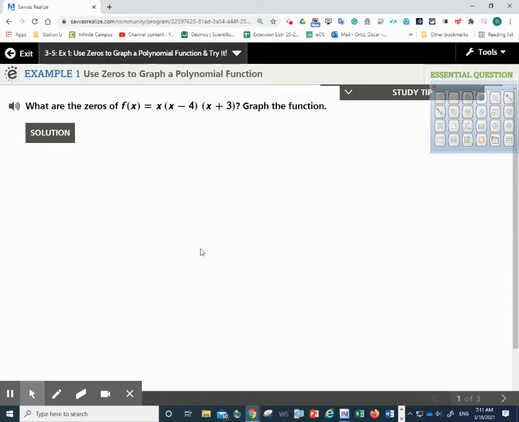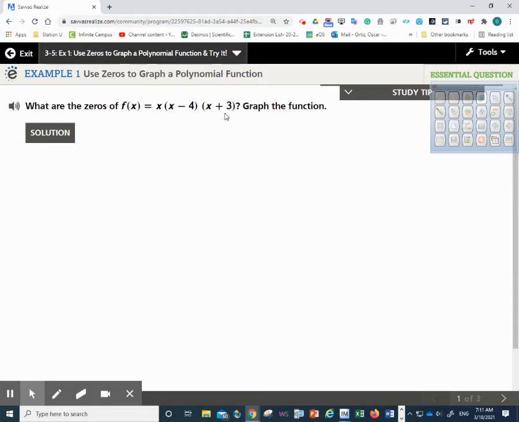In this lesson, we'll use the zeros of a function to get the graph, and we will study different ways that a function behaves at the zeros. The zeros of a function are those numbers that make the function zero. So here we have multiplication of x times x minus 4 times x plus 3. So we want to find those numbers that make that multiplication zero.